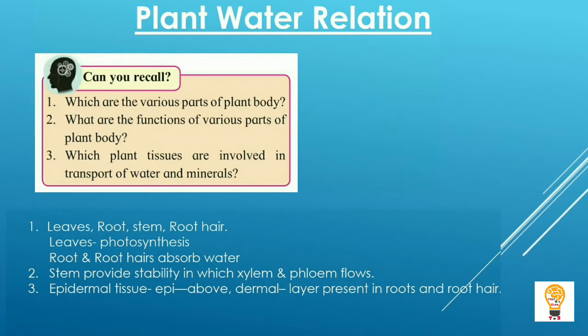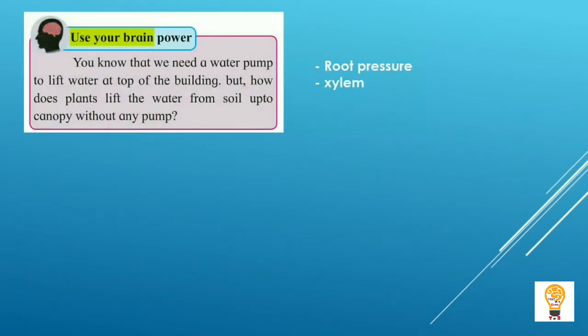Then next they have asked which plant tissues are involved in transport of water and minerals. Friends, we all know that epidermal tissue is involved in the transport of water and minerals. Here epi stands for above and dermal means layer present in the root. The point behind discussing this is to give you a gist or a revision about whatever we know about the plant.